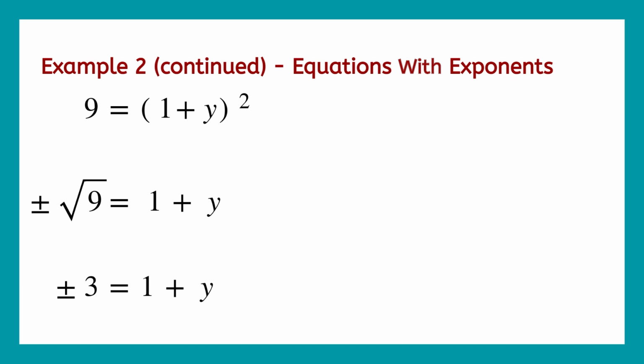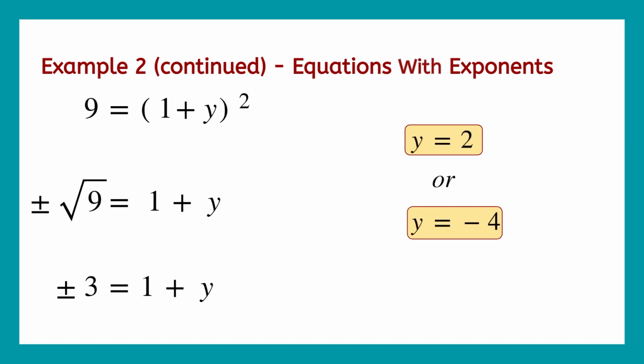So this plus or minus 3 equals 1 plus y really represents two separate equations. Now solve those equations. Pause the video and come back. What did you get? You should have gotten y equals 2 or y equals minus 4. Both of those are solutions. So here we get two solutions because it comes out of something with that squared sign. And that's often the case. Whenever we have squared variables, we'll often get two solutions.